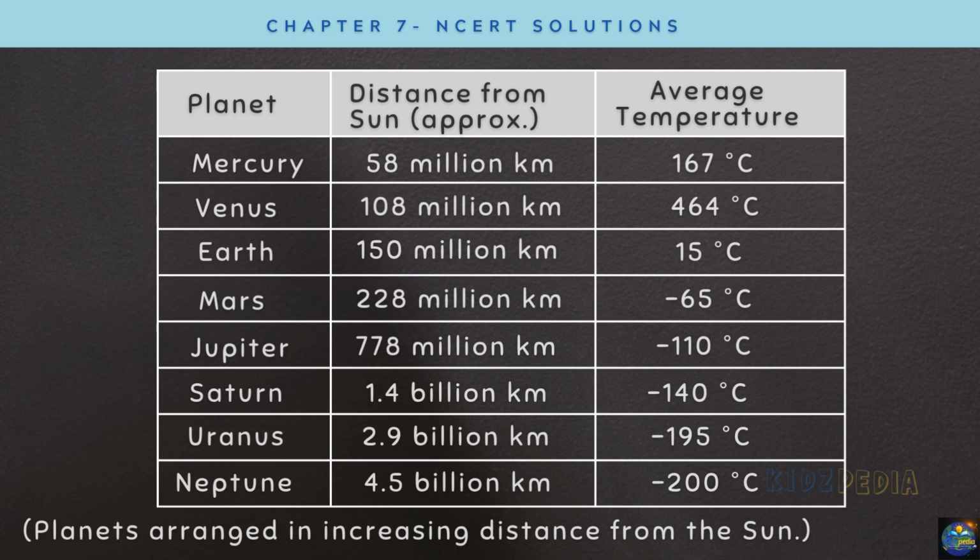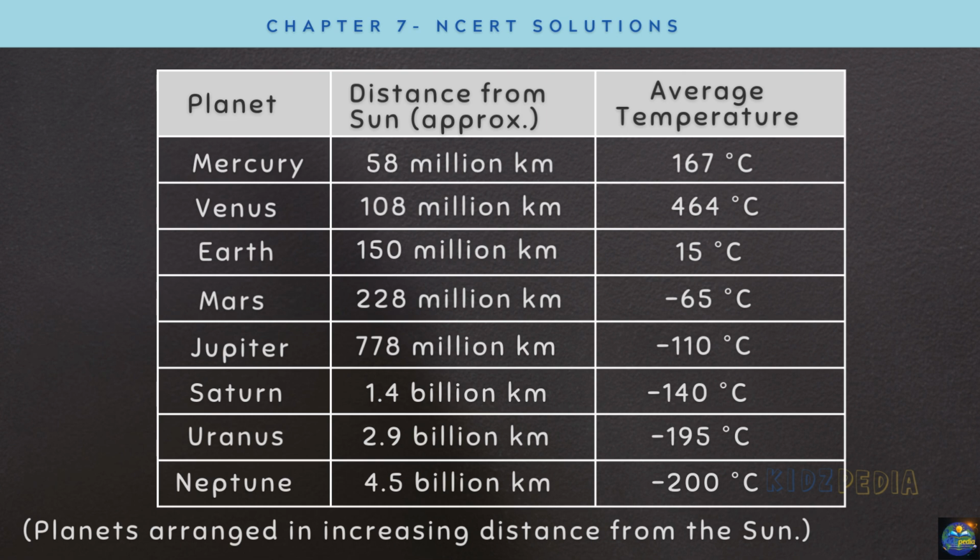After making the table, you should look at the temperatures and compare them with their distances from the Sun. Then answer whether the temperature of planets becomes lower as their distances from the Sun increases. Finally, if you find that this rule is not true for any planet, you should identify that planet and explain the reason. So, Mercury is the closest planet to the Sun.